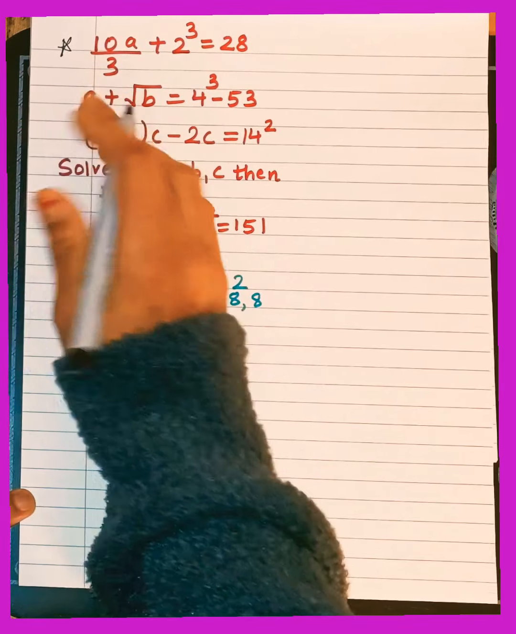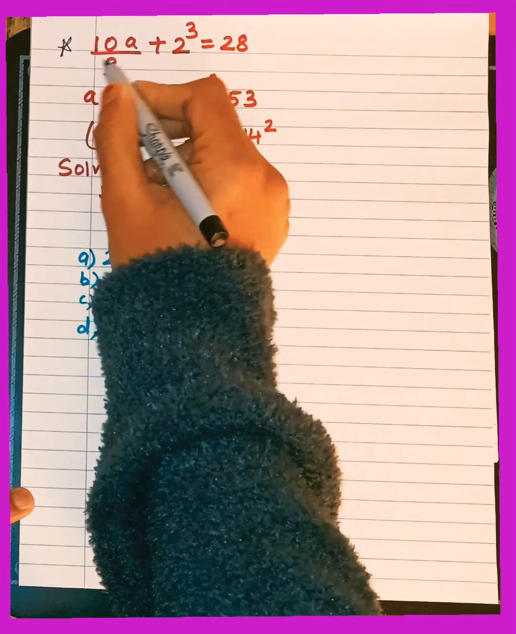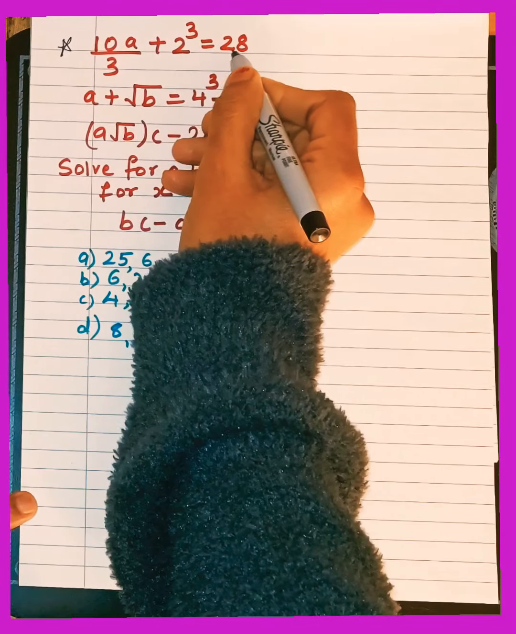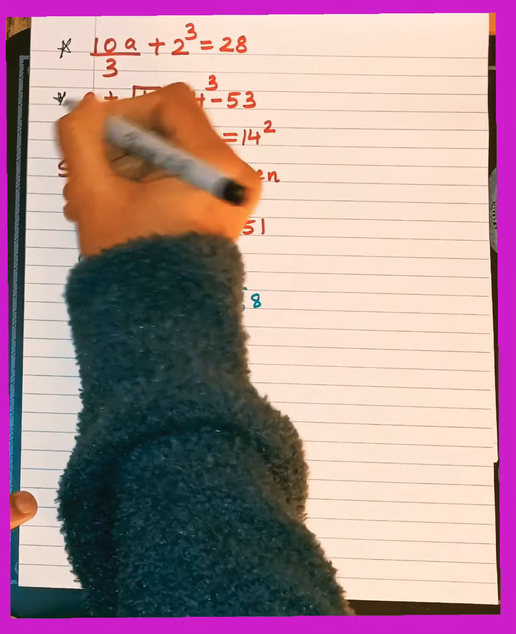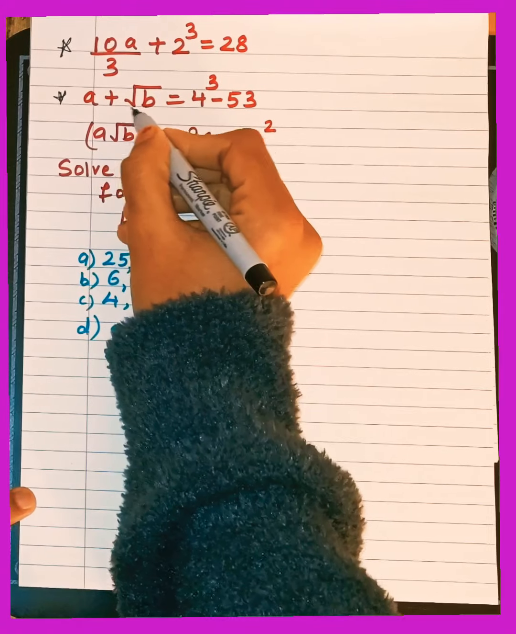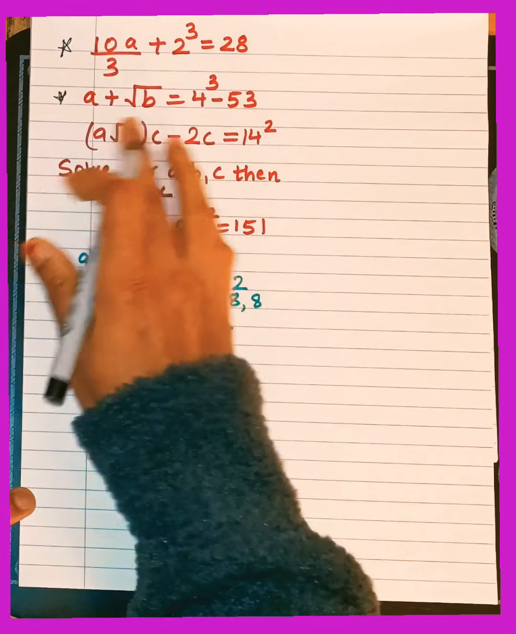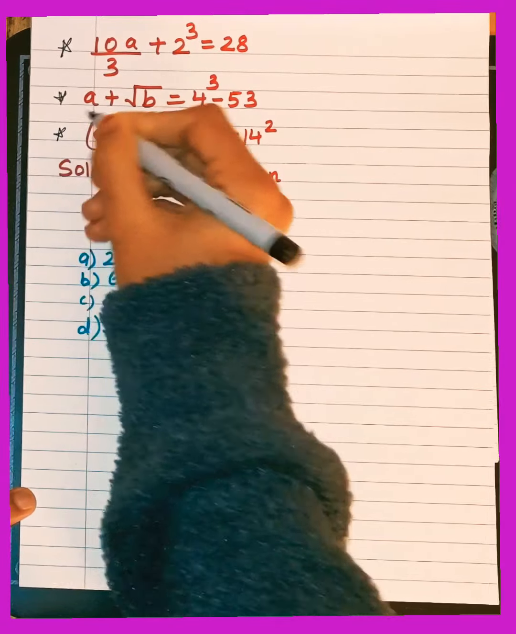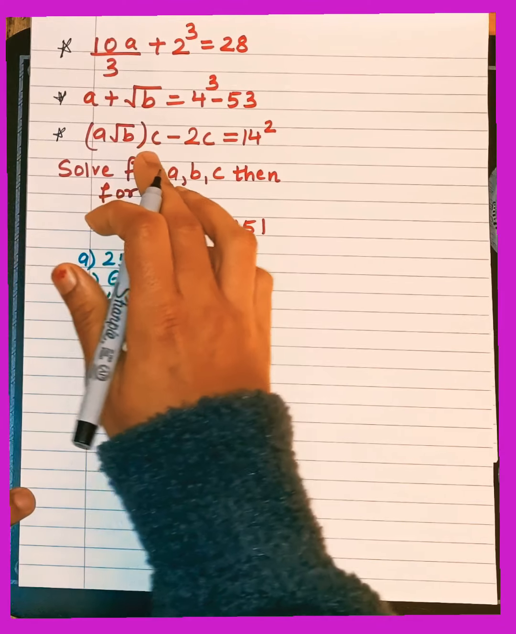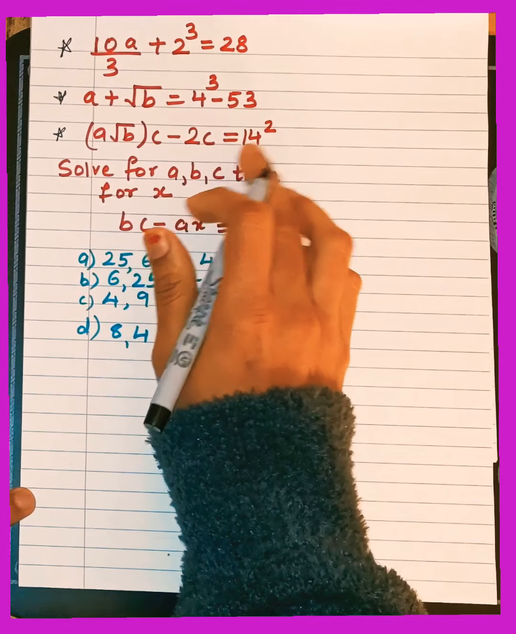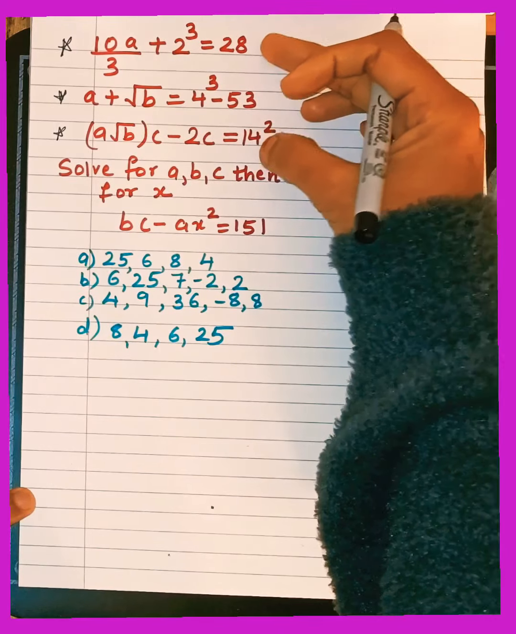So the question is, the first equation which is given to us is 10a upon 3 plus 2 cube equal to 28. So this is our first equation. Now the second equation that is given to us is a plus root b equal to 4 cube minus 53. So this is our second equation. The third equation is a root b into c minus 2c equal to 14 square. So these are the three equations which are given to us.